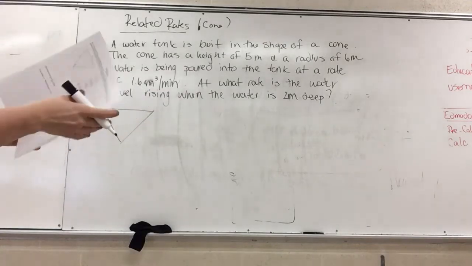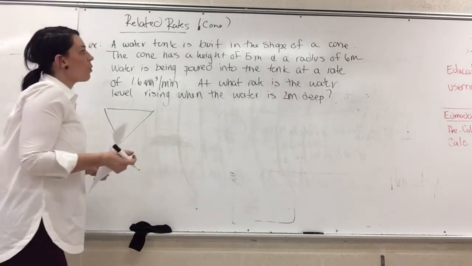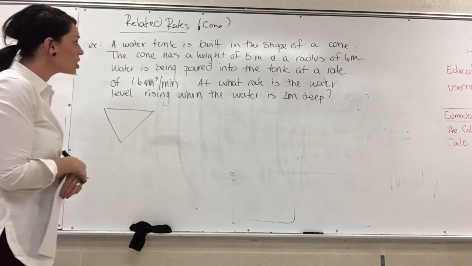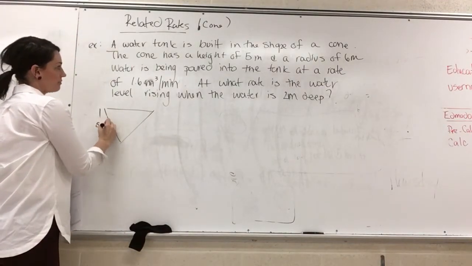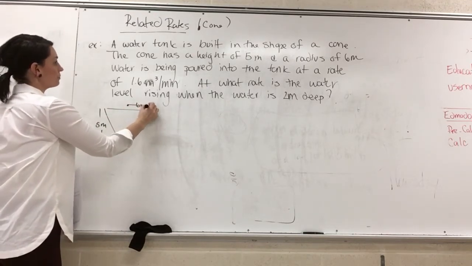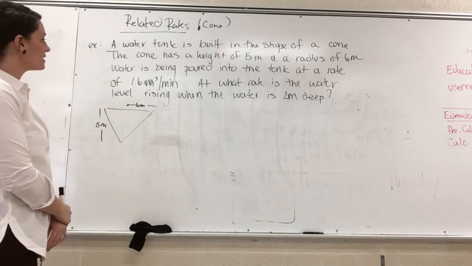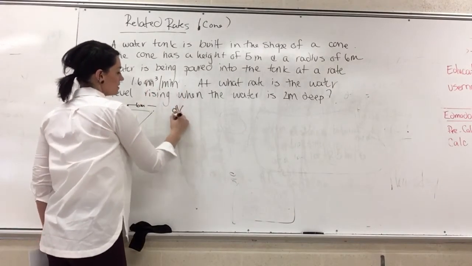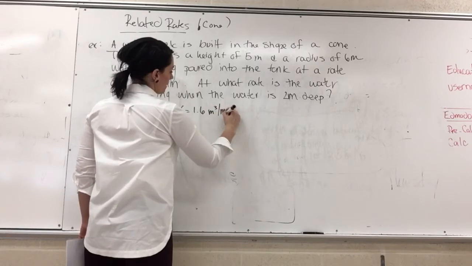All right, next question. We are going to do a related rates cone question. A water tank is built in the shape of a cone. The height of the cone is 5 meters and the radius is 6 meters. Water is being poured into the tank at a rate of 1.6 meters cubed per minute. Because I see the cubed, I know this means that dV/dt is 1.6 meters cubed per minute.